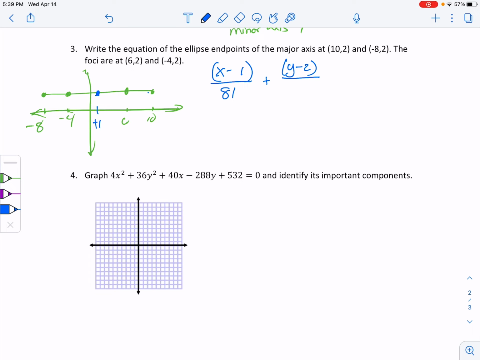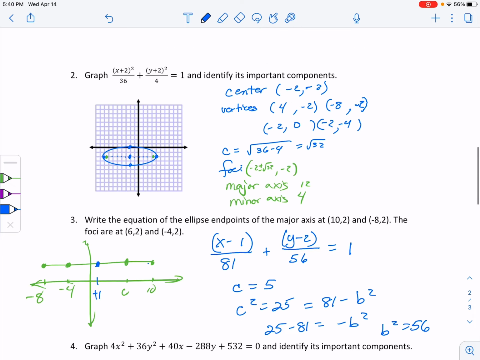All right, so I have to figure out how long this is. Well, I know that c is equal to 5. So c squared is equal to 25, and that's equal to, this is the big one, 81 minus b squared. So 25 minus 81 equals negative b squared. Or, you get 81 minus 25, and you get 56. So b squared equals 56. And I don't really care. So that's 56, and it equals 1.